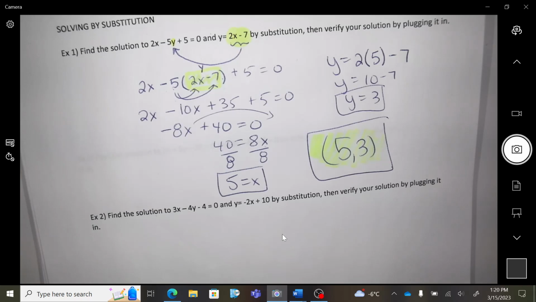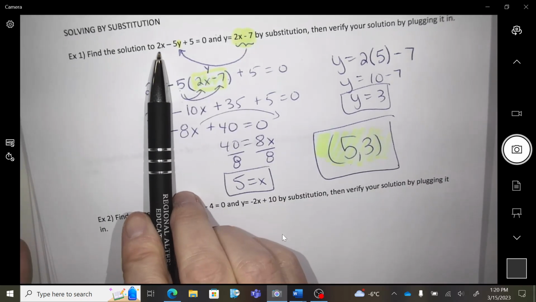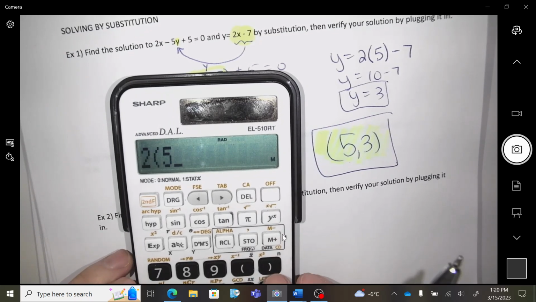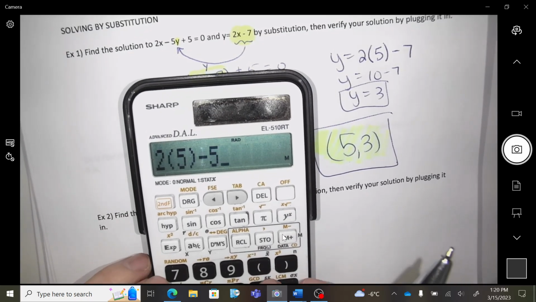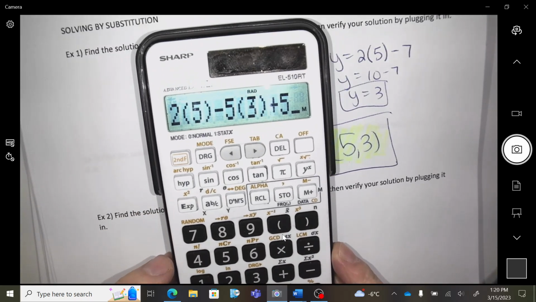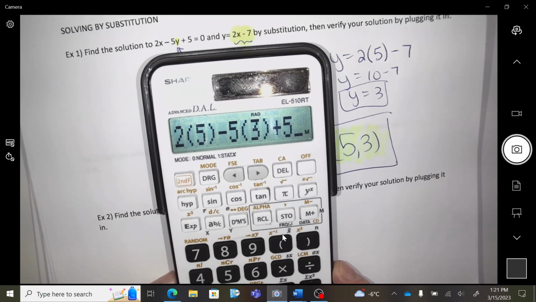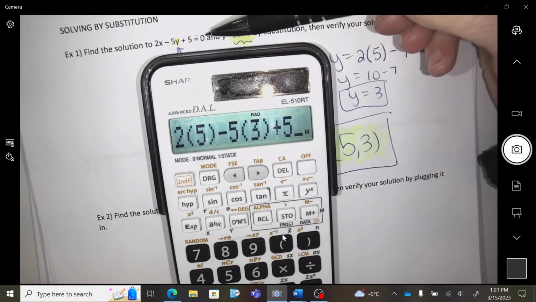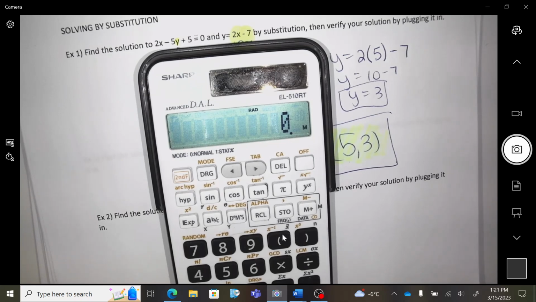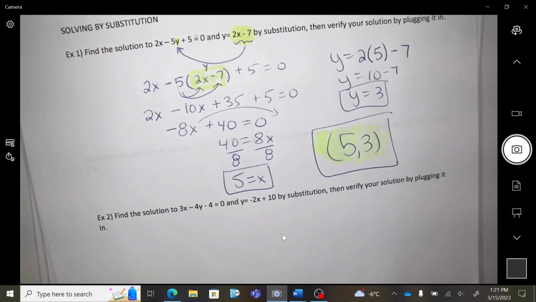Okay, again, you can go in here. So if I'm in my calculator, 2 bracket 5, subtract 5 bracket 3, plus 5, right? I plugged it in, and when I push equals, it should equal 0 if I did it all right. Yep, it worked. So you can always do that on a test. Check your answer by plugging it in.